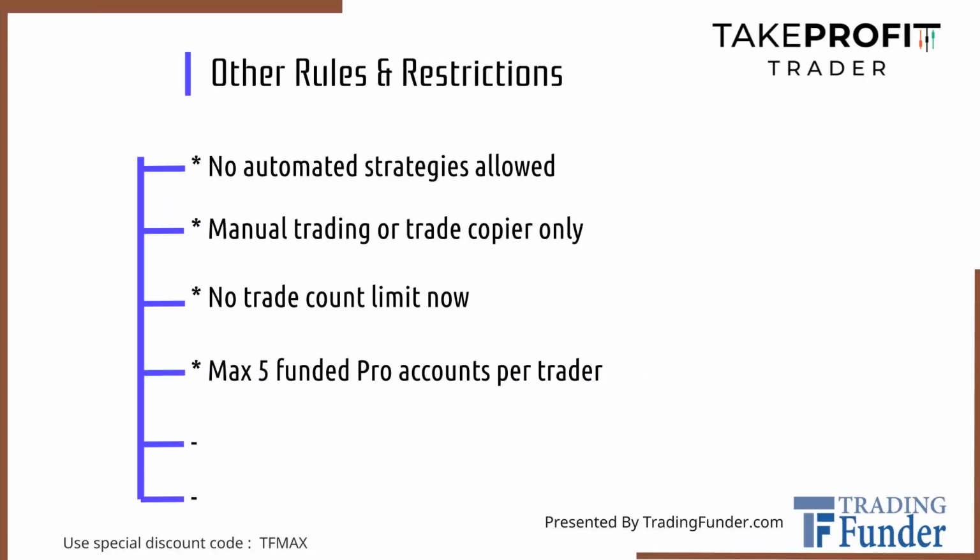Other rules and restrictions. Automated or bot trading isn't permitted. Only manual and copy trading are allowed. The previous limit of 50 trades a day was removed, so you can trade as often as you'd like. You can have up to 5 funded pro accounts simultaneously.